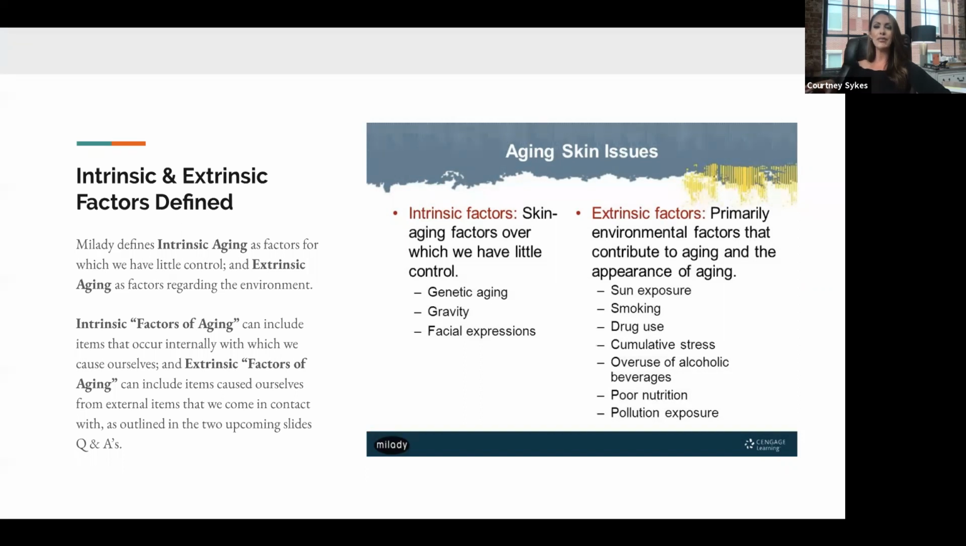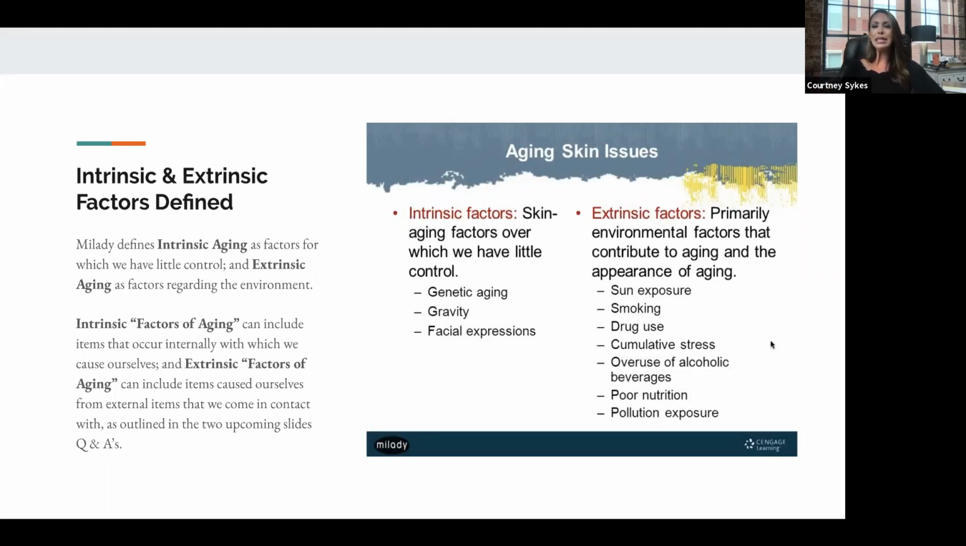It says intrinsic factors, skin aging factors over which we have little control, which is true. Genetic aging, gravity, which is so sad, right? I want to lift all this up. And facial expressions. Now, we can stop facial expression movement by using Botox, which I love, but we can't perform it, right? We want to go to a physician or a nurse or someone trained to do so.